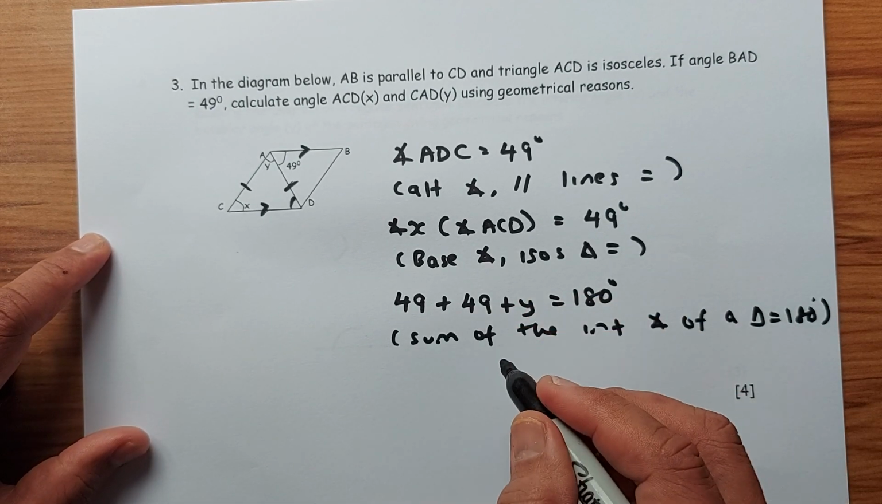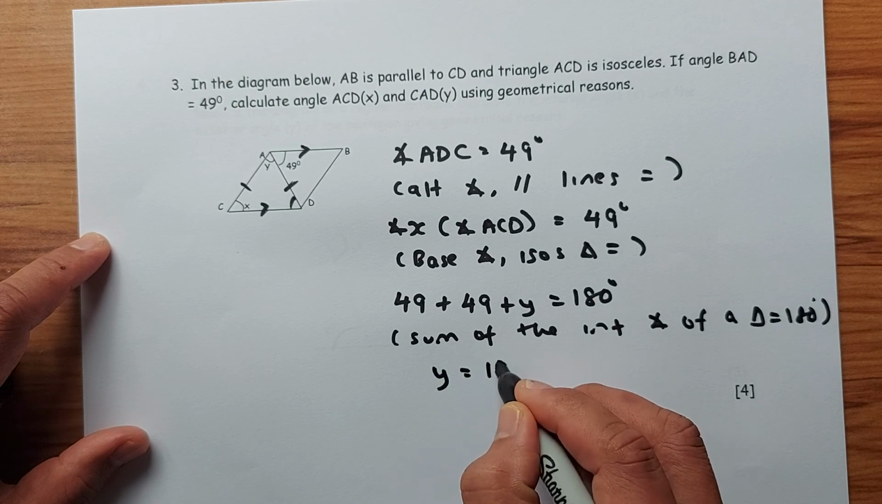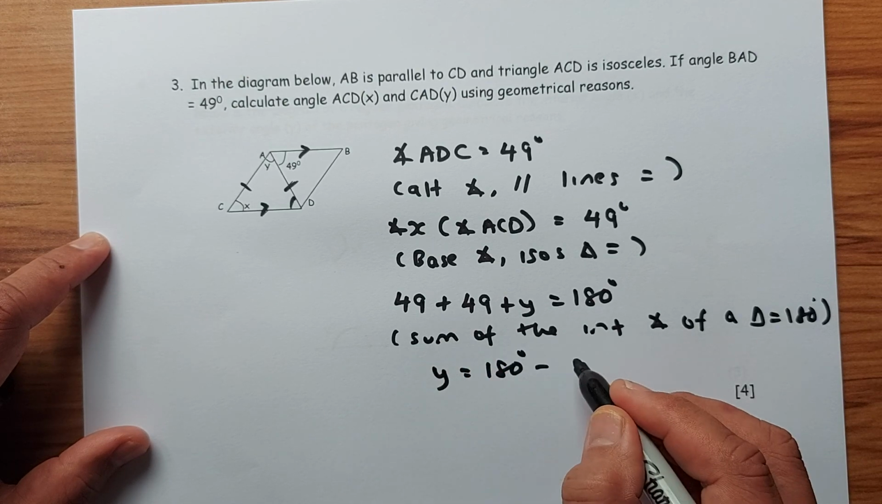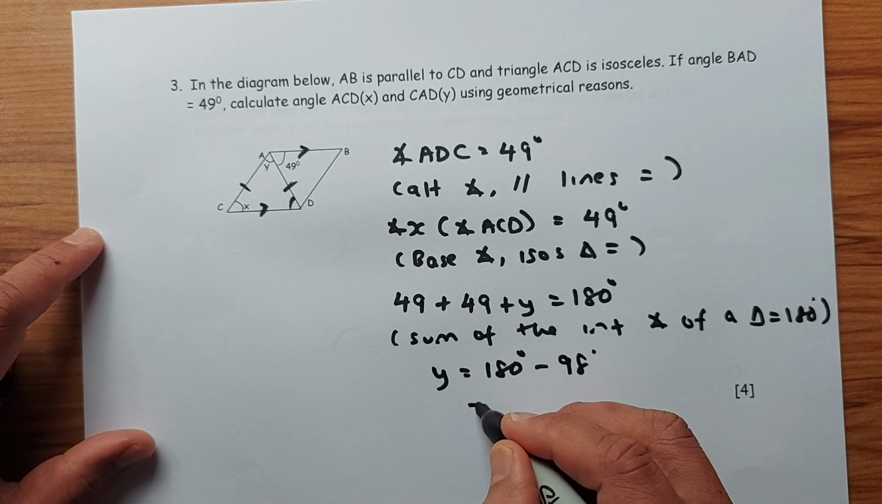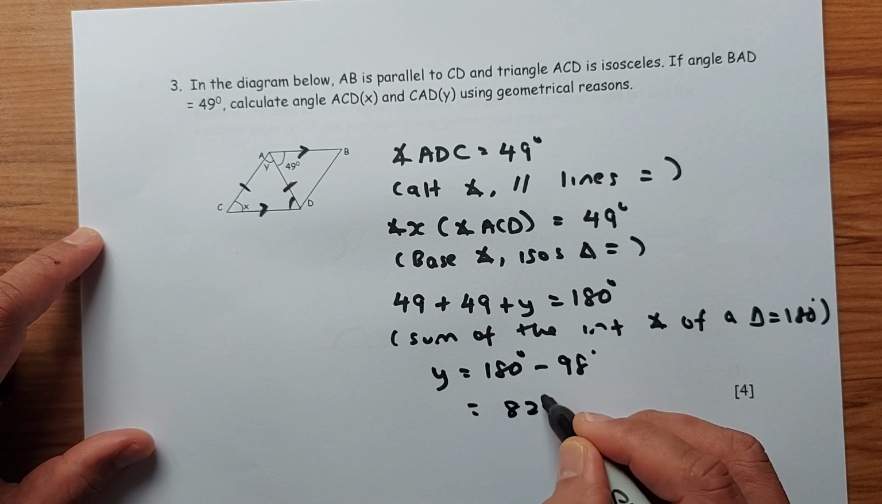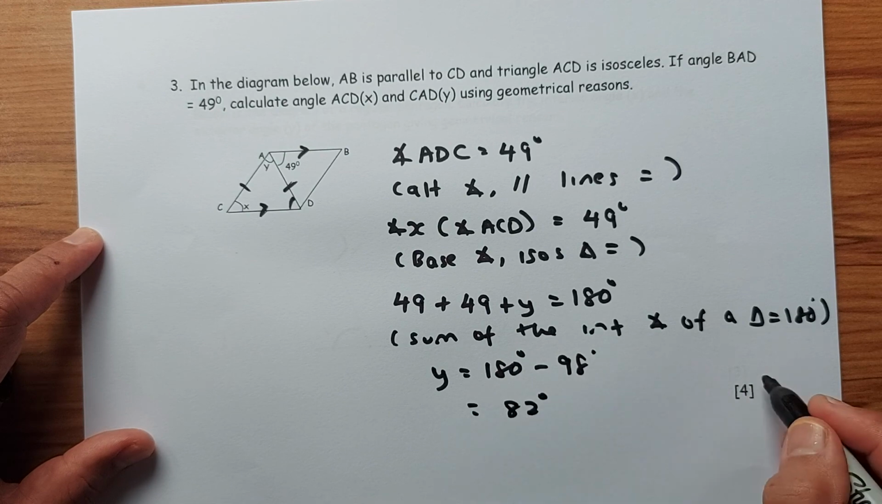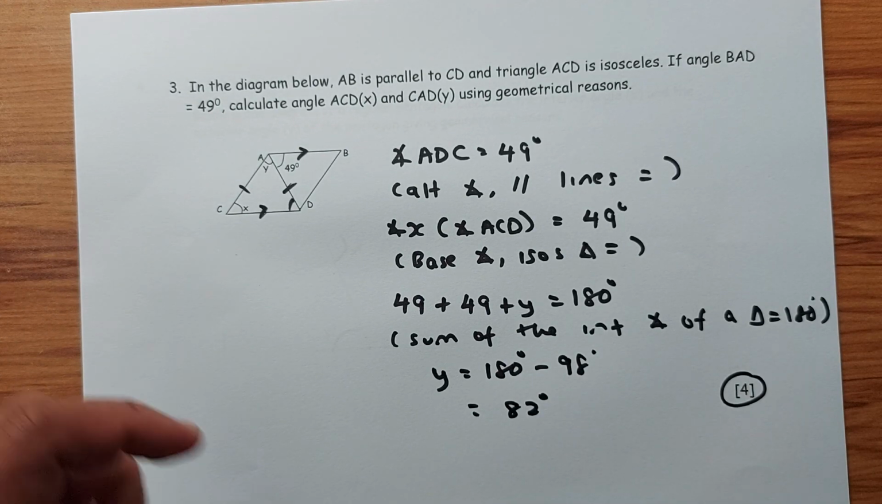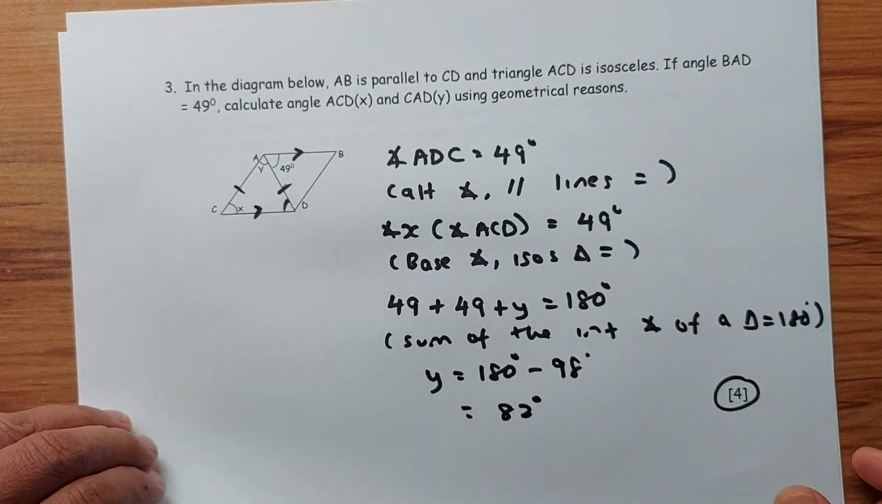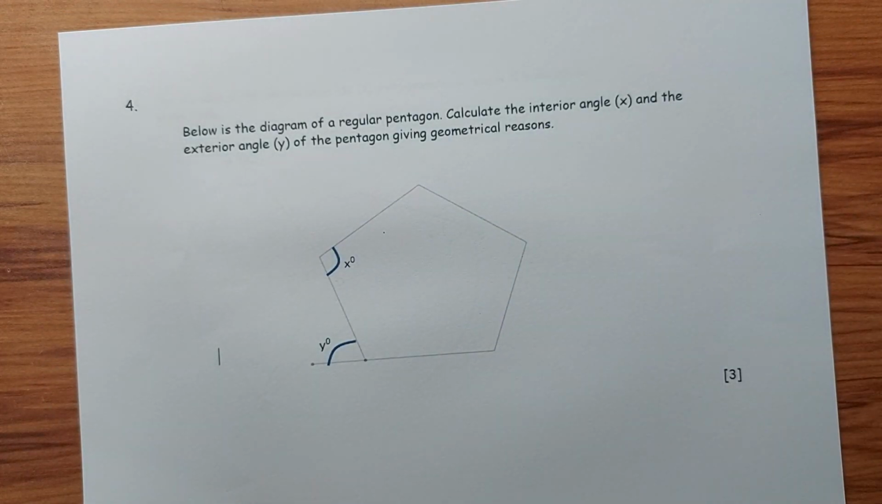So you add them up together, so y equals 180 degrees minus 49 minus 49, that will be 98. And put it in your calculator, the answer should be 82 degrees, and that will give you 4 marks in this paper. Not too bad, right? Great. Now we shall look at question 4.